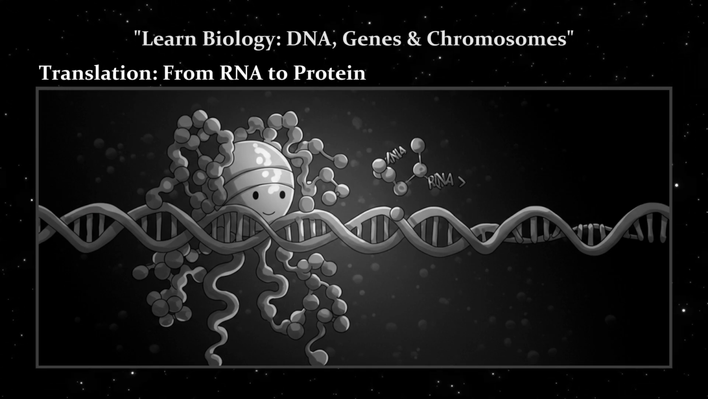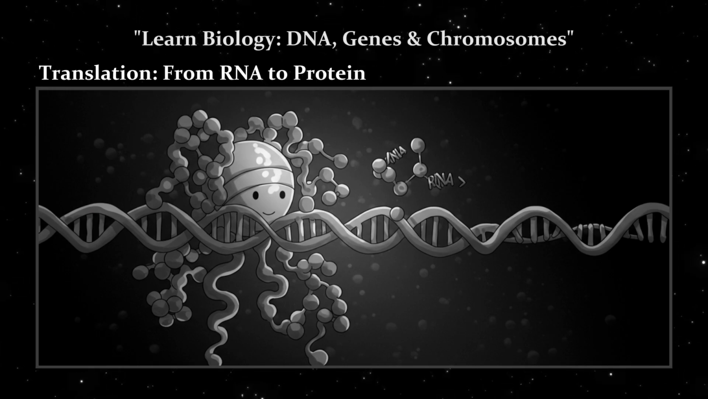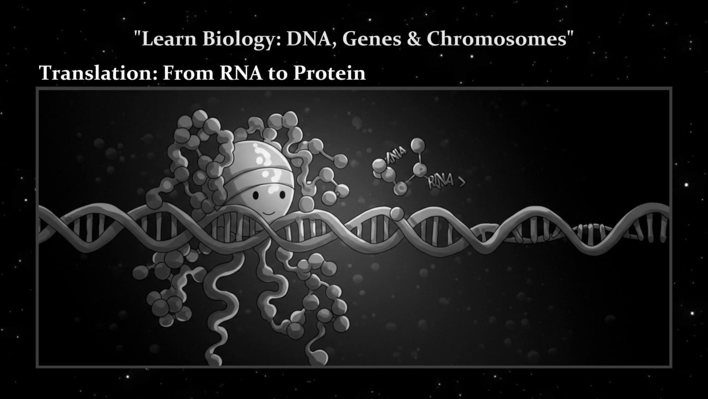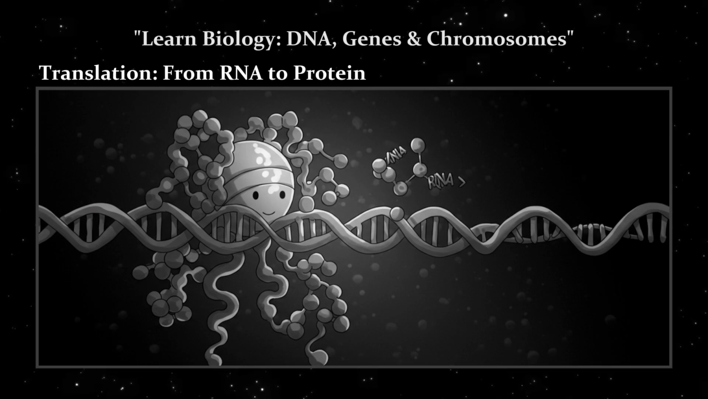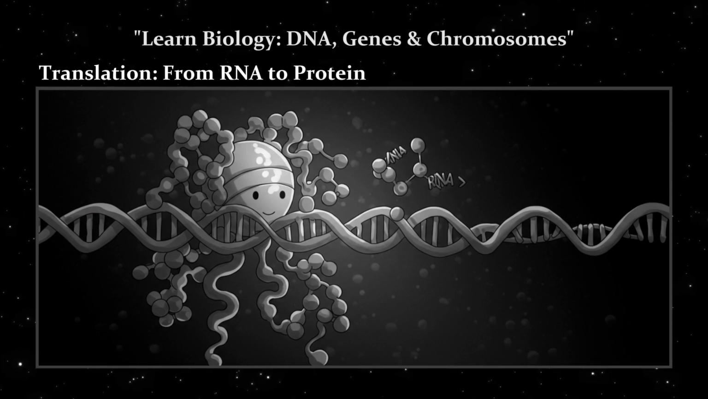At one end, it has a three-letter sequence called an anticodon, which is the perfect complement to a codon on the mRNA. For example, if the mRNA codon reads AUG, the tRNA that recognizes it will have the anticodon UAC at its other end.